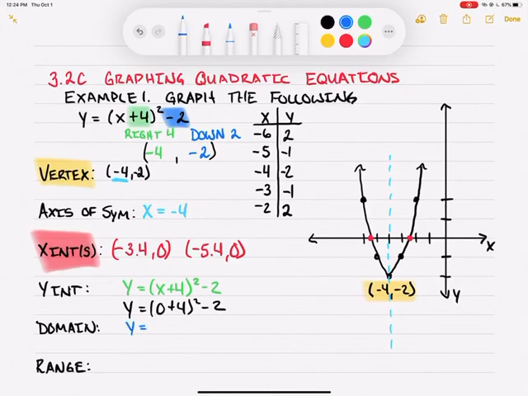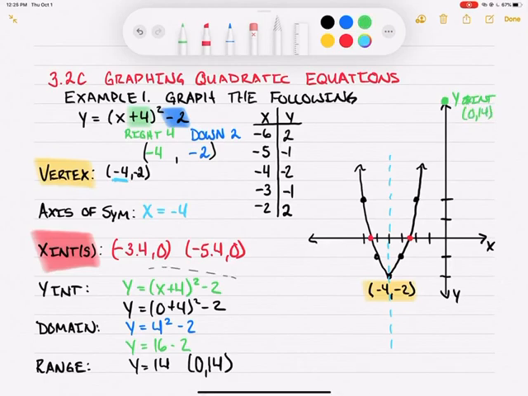Which means y equals 4 squared minus 2, y equals 16 minus 2, y equals 14. So that means our y-intercept is at the point (0, 14), which we could assume is going to be way up there. This would be where our y-intercept is. So again, I'm going to get rid of this, and I'll just put the value there. My y-intercept is at the point (0, 14).